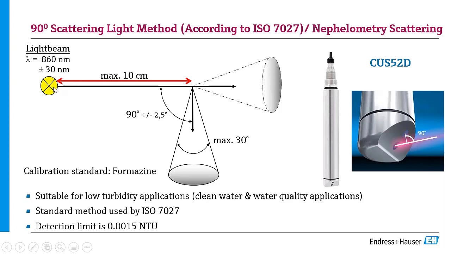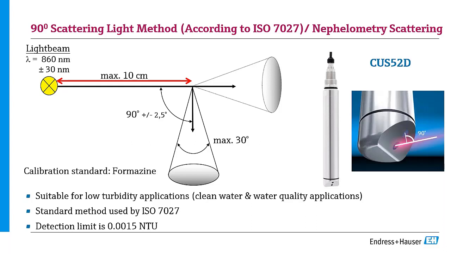We have a light source, and our light source passes through the medium, and then we put our detector at 90 degrees from that light beam. At that detector, we look at how much scattering we see. We use this 90-degree configuration because it gives us the best measurement of turbidity in these really low turbidity applications.